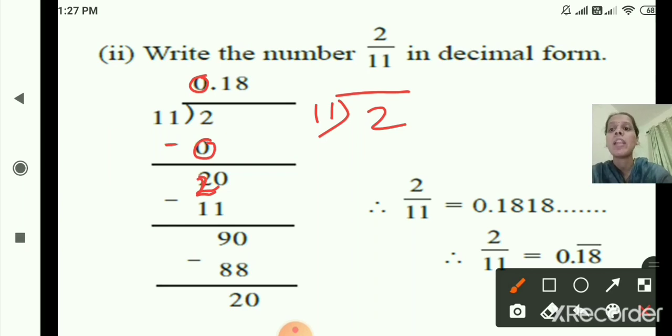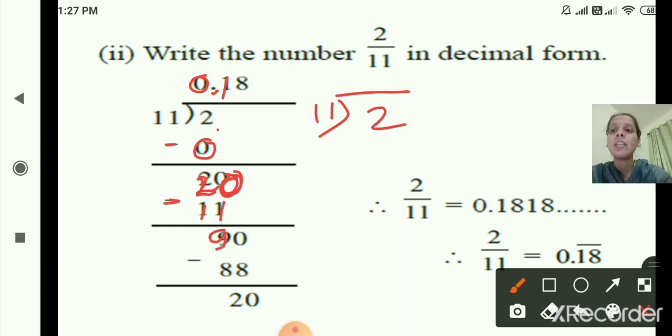Now as this 2 is not divisible by 11, we will add 0 and put a decimal point here. You will put the decimal point and then add 0. Now we can divide this 20 by 11. 11 ones are 11. 20 minus 11 is 9.